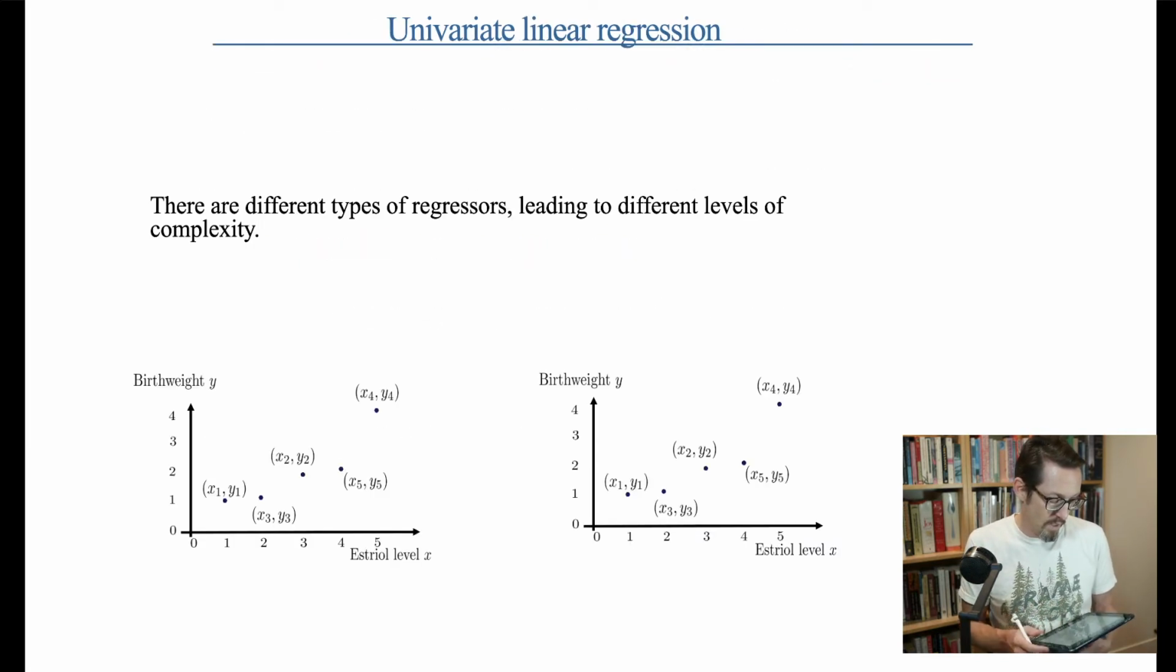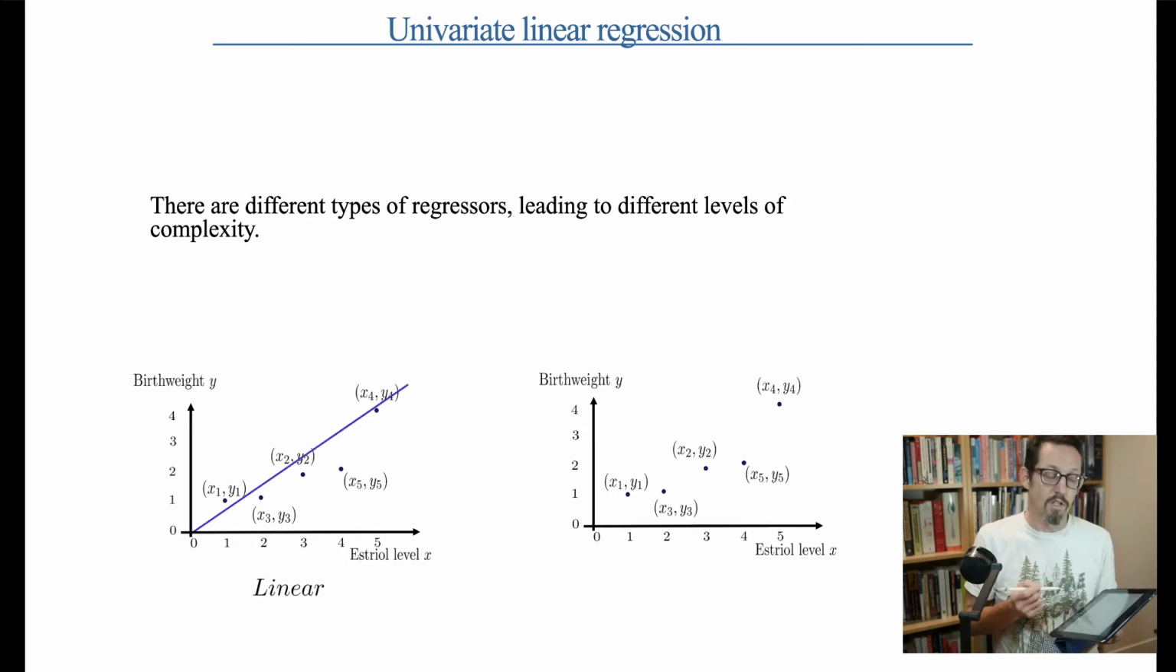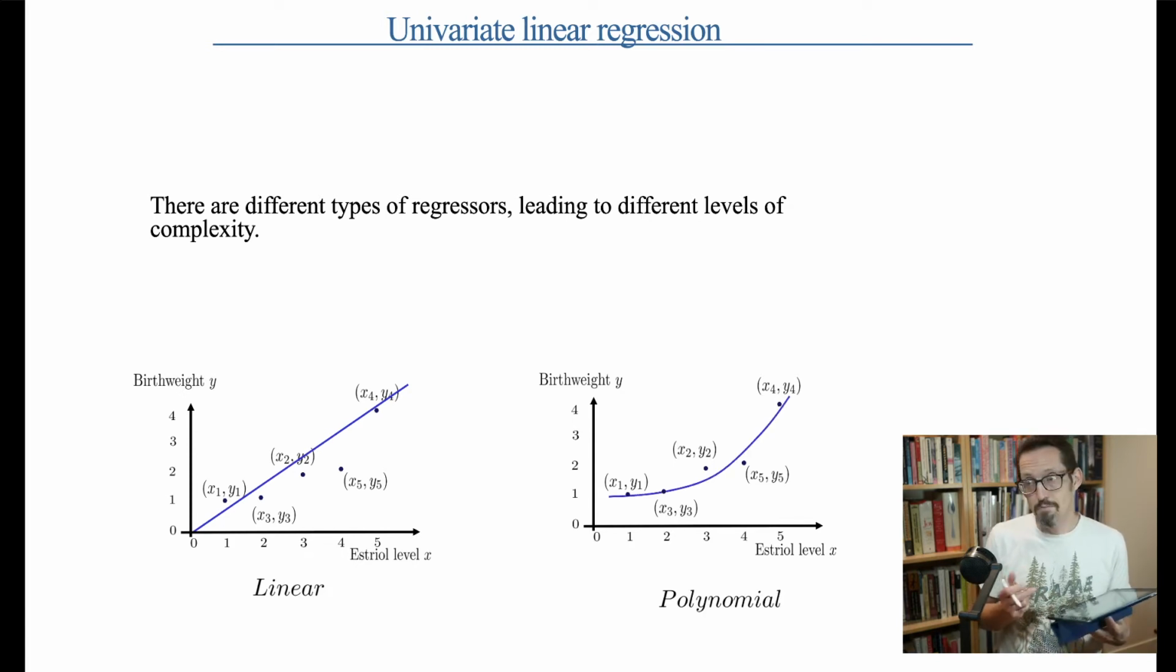So here are the same data points on the left side and the right side. And what we've been doing is fitting a line through those points. But maybe it's not a line. Maybe it's something a little bit more complicated, like some sort of polynomial. So, how would we do that?